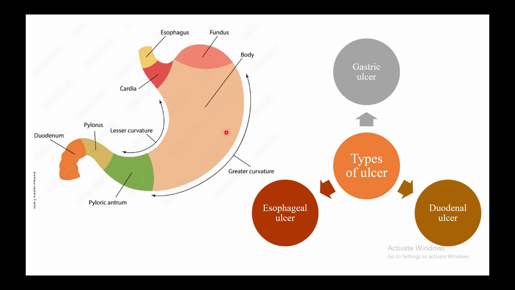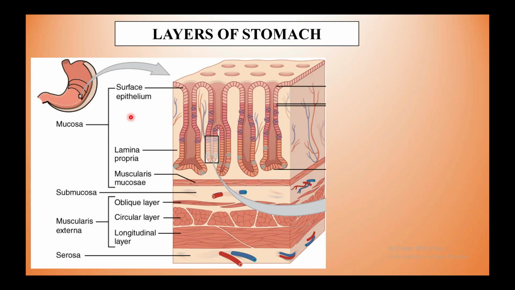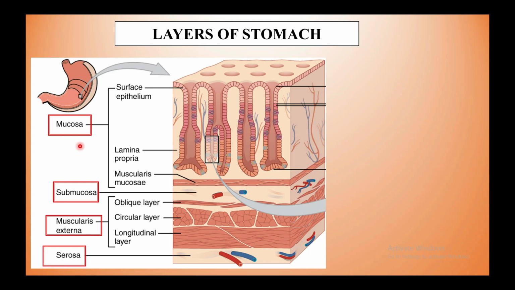Now we will see the lining of the stomach. The stomach has different layers. You can see that there are mainly four layers: mucosa, submucosa, muscularis externa, and serosa. These are the most important layers of the stomach. Number one is the mucosa, the submucosa is the second, the muscularis externa is the third, and the serosa is the outer layer. The innermost layer is the mucosa.